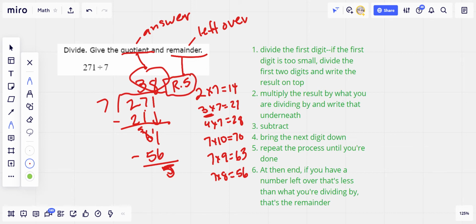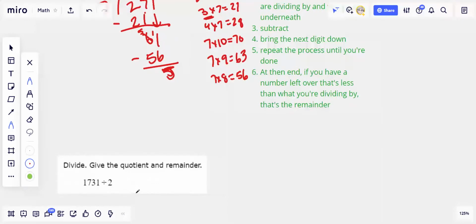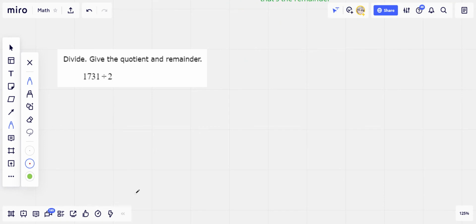All right, that was a lot of steps. Let's try one more to see if we can get this more automatic. We've got an even bigger one. And actually, we're going to do this in that same traditional way, and then I'm going to show you a shortcut and see if it's something that you might want to use. But let's set this up. I'm going to make our bracket here. We've got 2 on the outside and 1, 7, 3, 1.